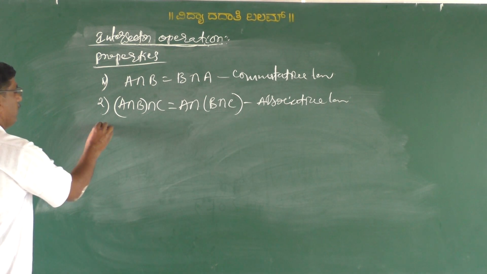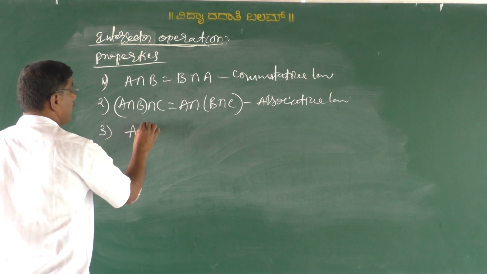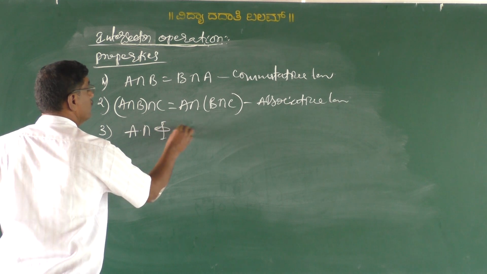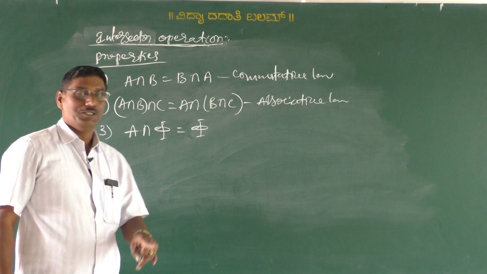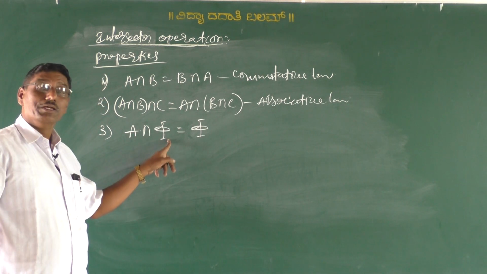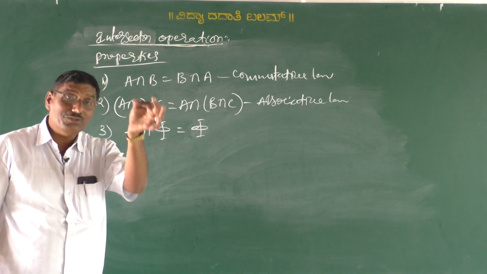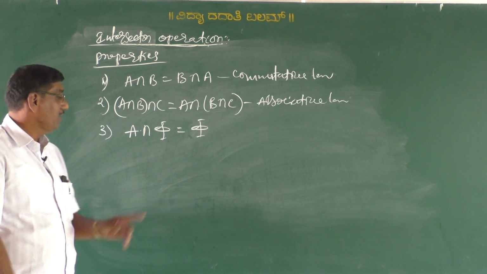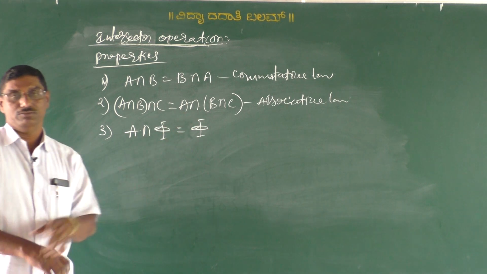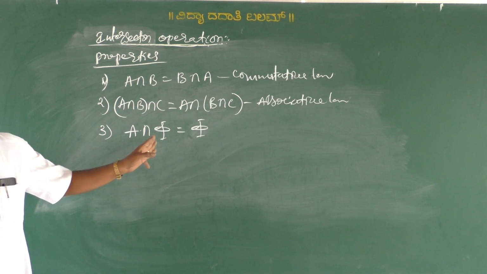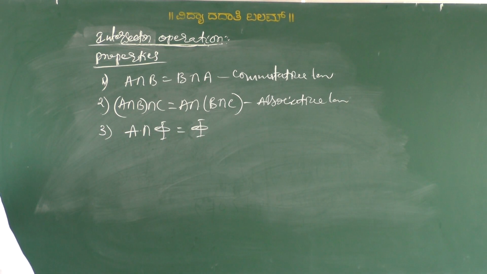Similarly, we can define the third one: A intersection null set is equal to the null set. But in the previous case, A union empty set is equal to A, whereas here A intersection empty set is equal to empty. This is the law of identity, my dear students.